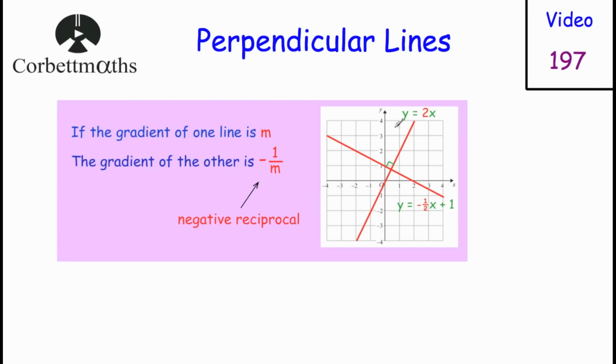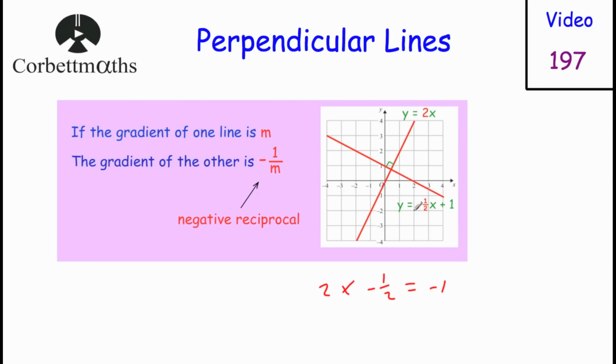Another interesting point is if you multiply the gradients of two perpendicular lines, you will get -1. So if you have 2 times negative a half, well, 2 times negative a half is -1. So the product of the gradients for perpendicular lines is -1. I tend to just use the negative reciprocal.